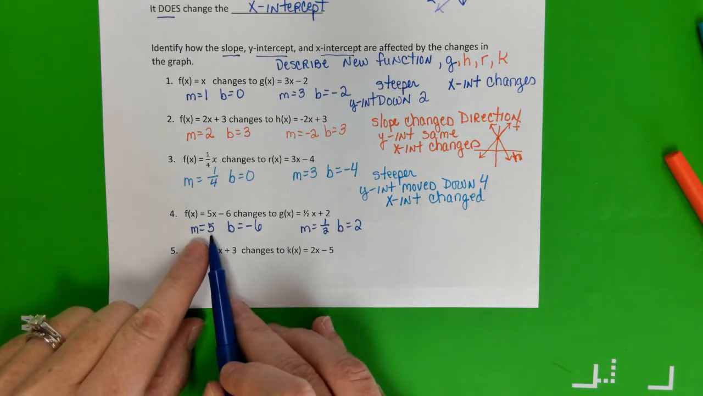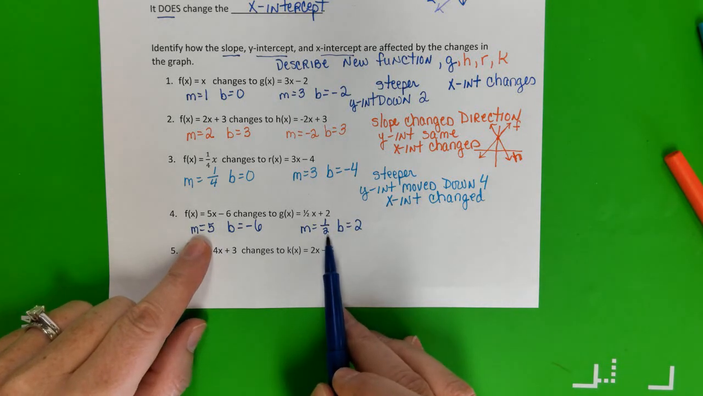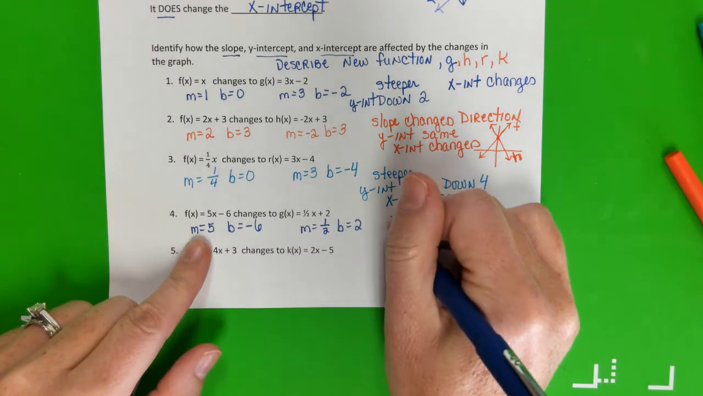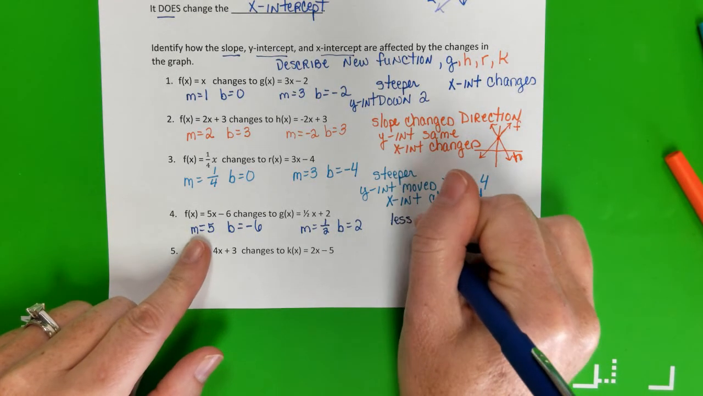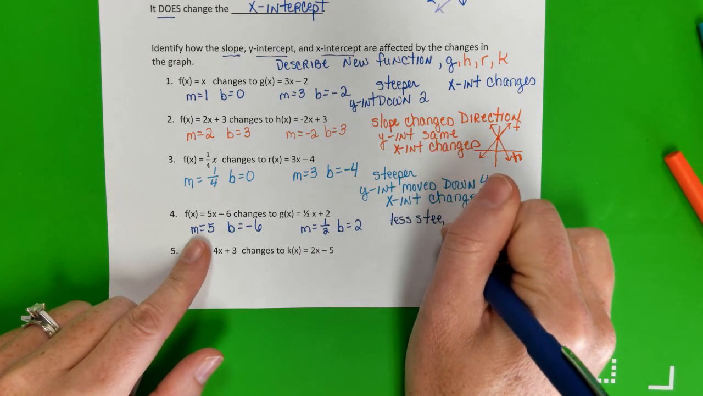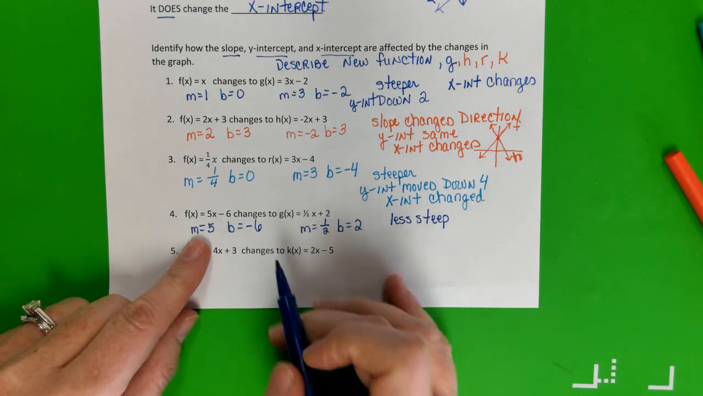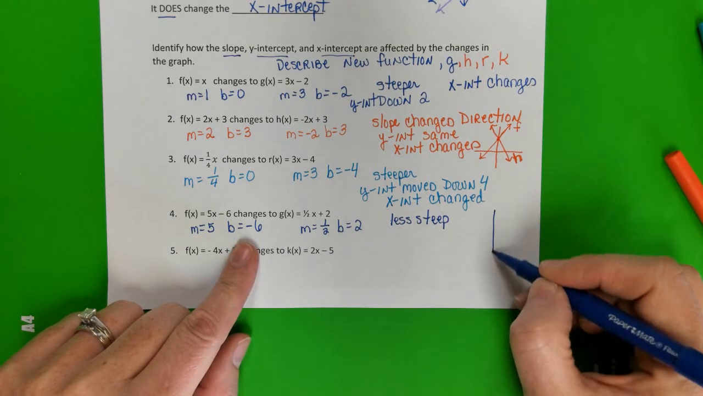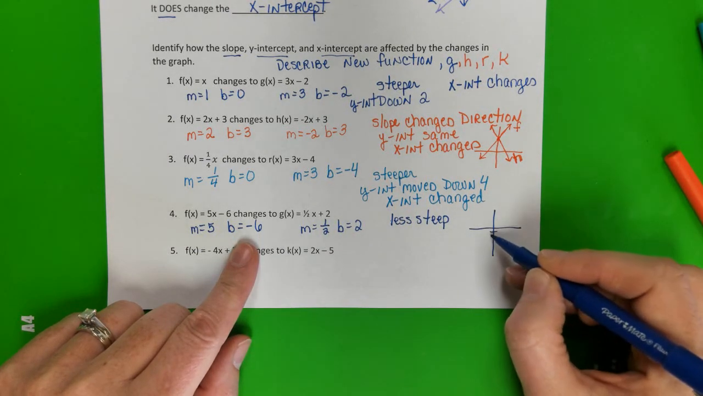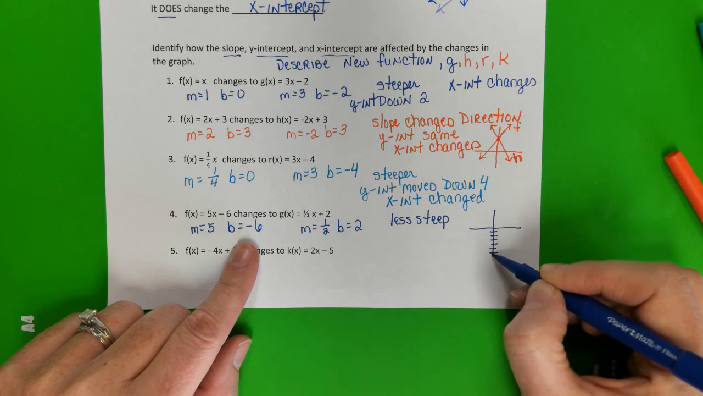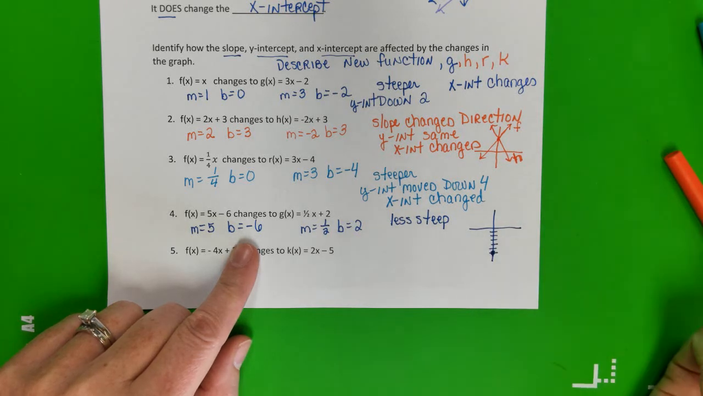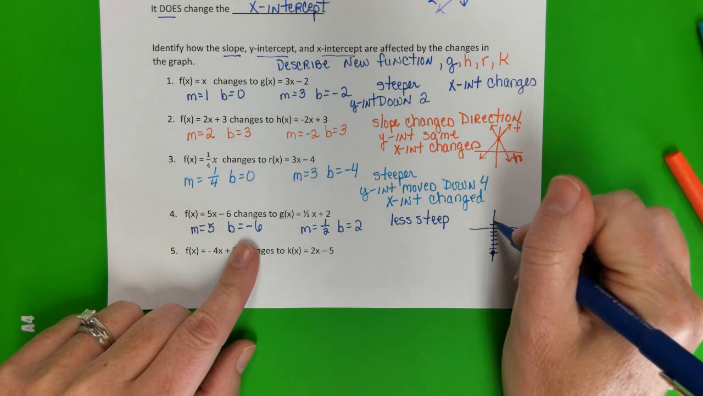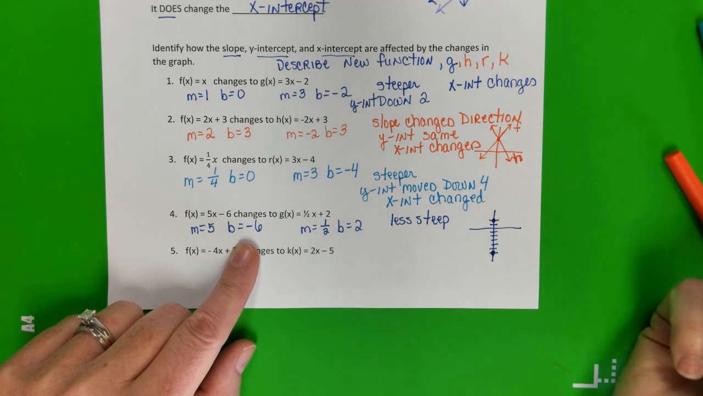Okay, so this time our slope went from 5 to 1/2. So it got smaller. So our new graph is actually less steep. It's flatter, right? Okay, now let's talk about our y-intercept. It went from -6 to 2. Let's visualize this on the graph. 1, 2, 3, 4, 5, 6. We went from -6 up to 2.